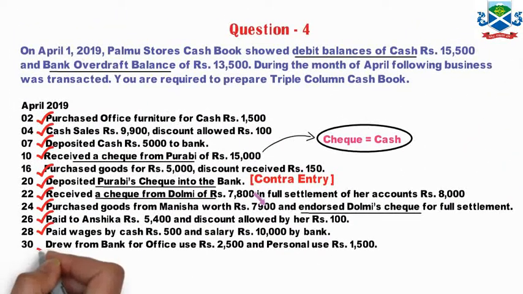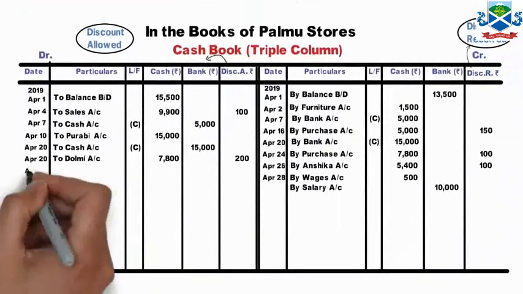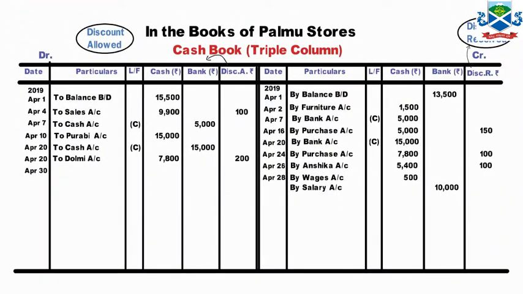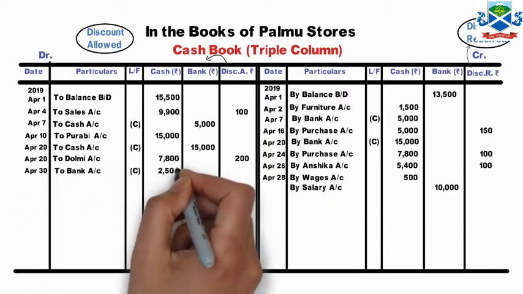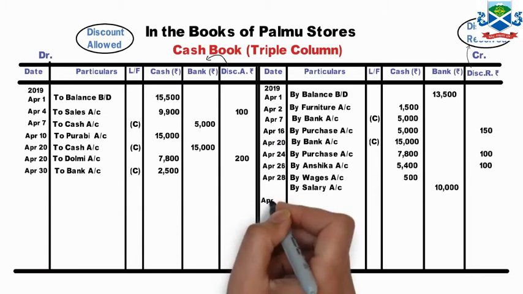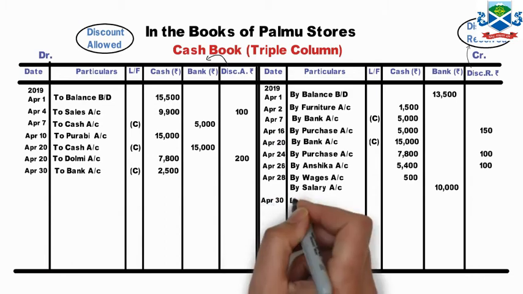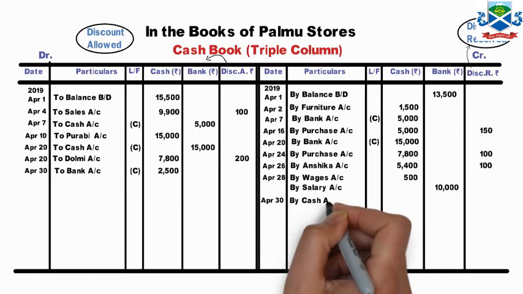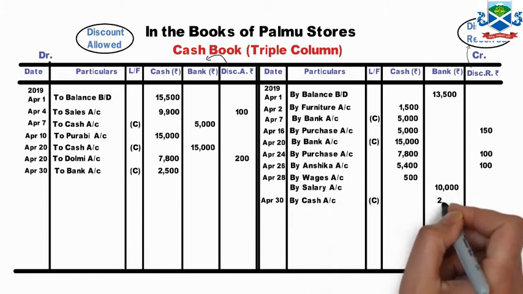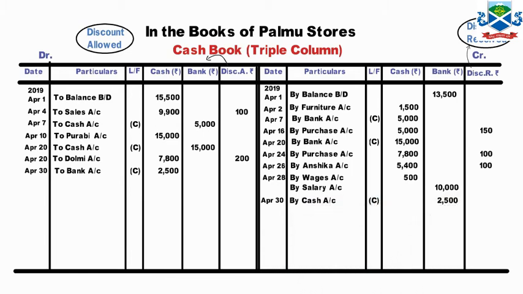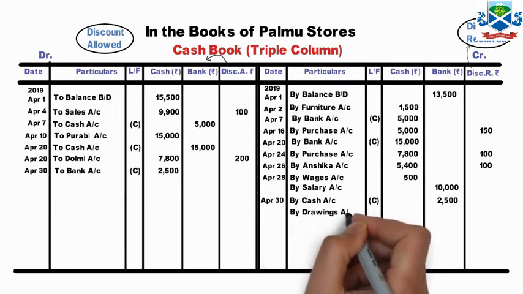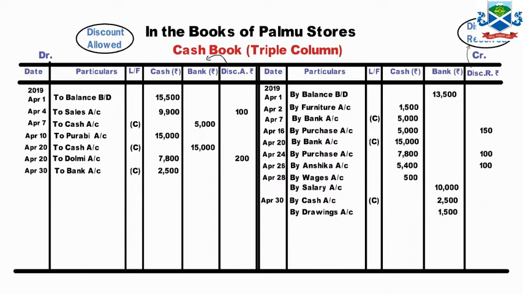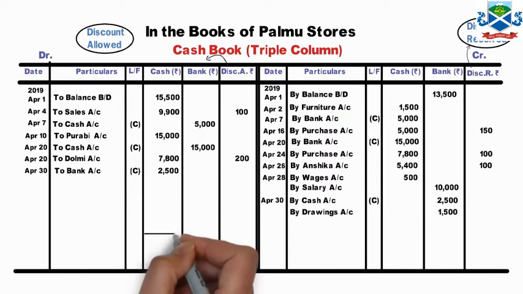Next one is drew from bank for office use 2,500, for personal use 1,500. So the first one is a contra entry. We'll write to bank in the cash column 2,500, contra entry. So on the credit side it will go by cash, ledger folio C, in the bank column 2,500. And the other one is by drawings, which is for personal use. You have withdrawn also for personal use from bank 1,500. So by drawings 1,500.